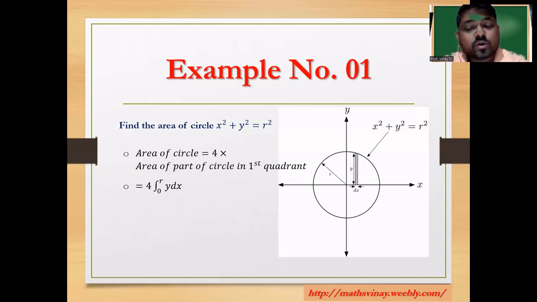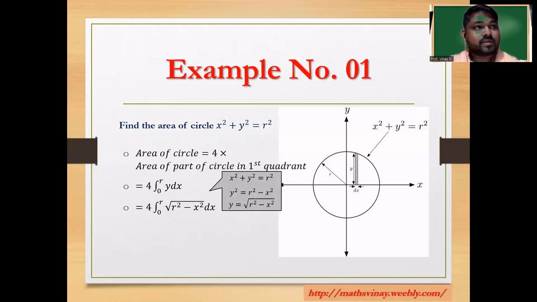Is that clear? Because your function is y. But the problem is, what is y? Because we have x square plus y square is equal to r square. So in this case, y is equal to under root r square minus x square. But the problem is how to get this. So you just see the explanation.